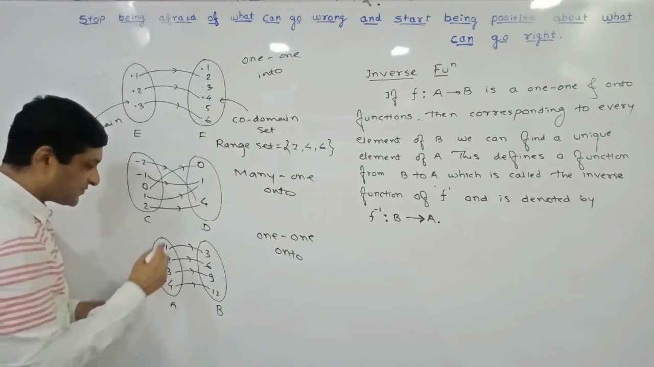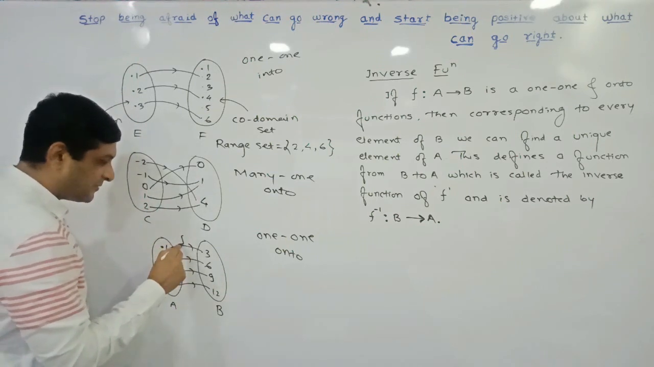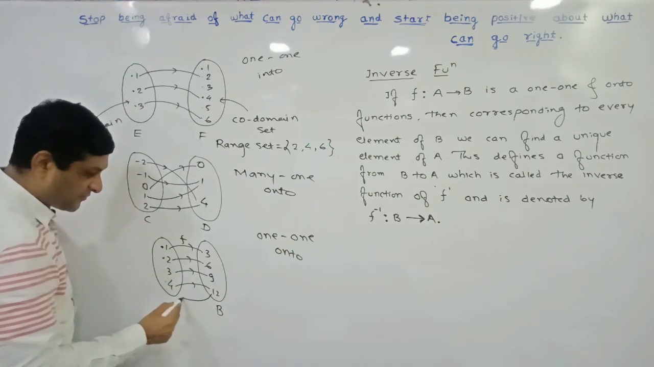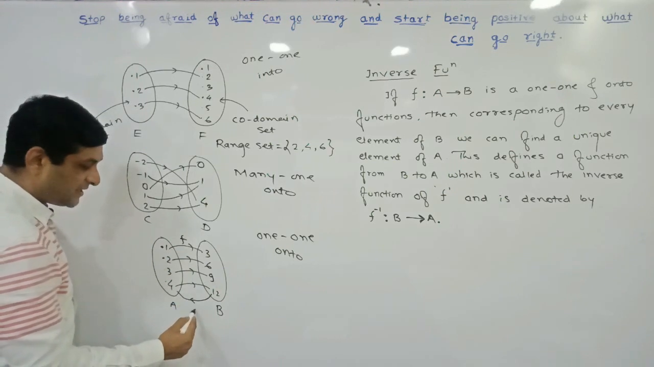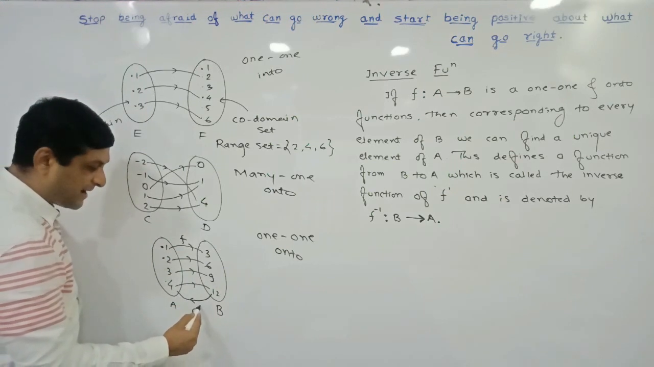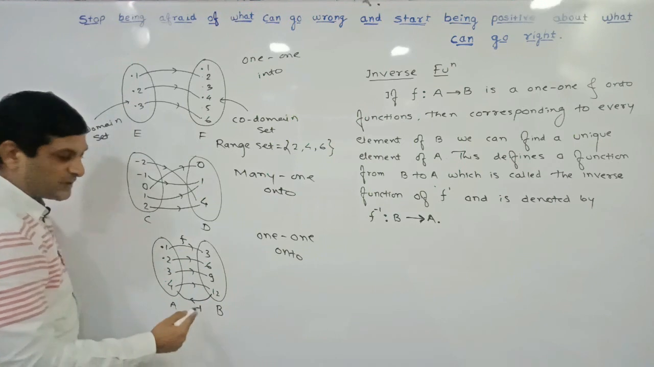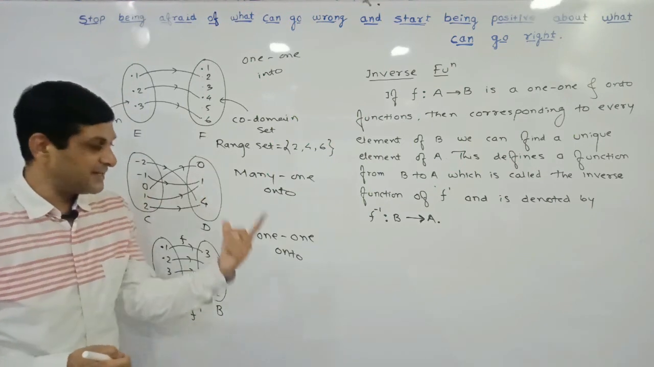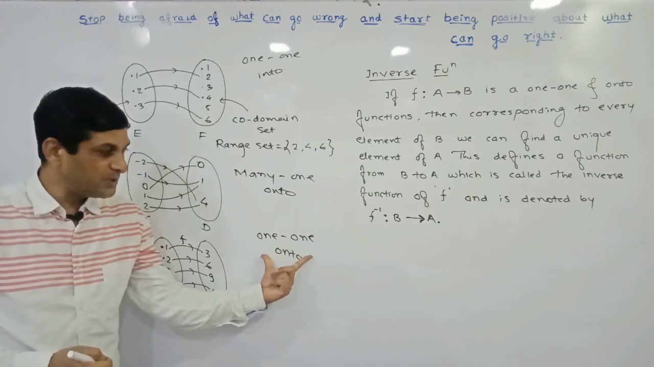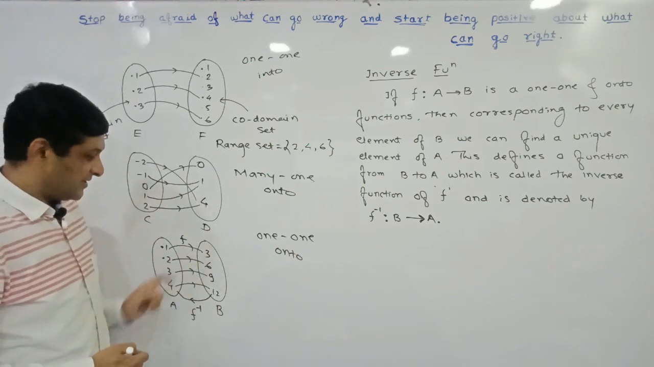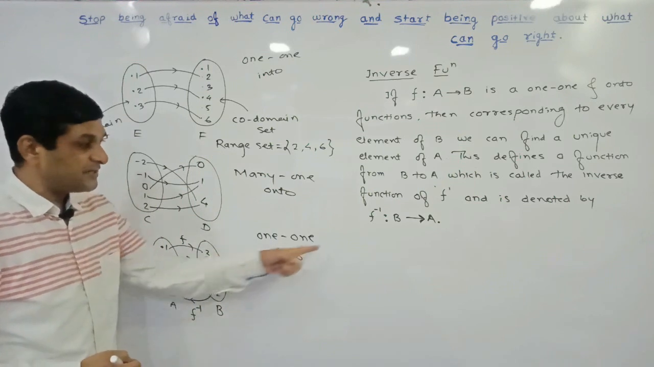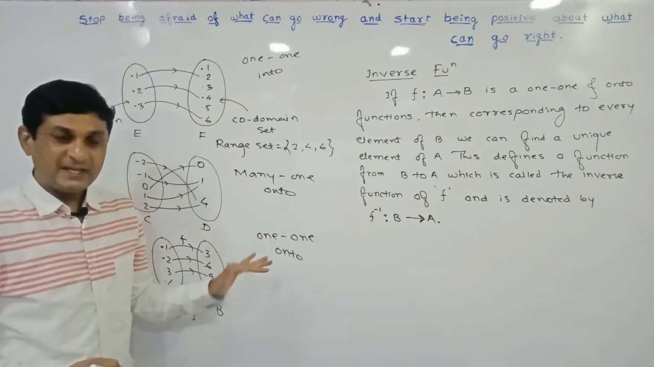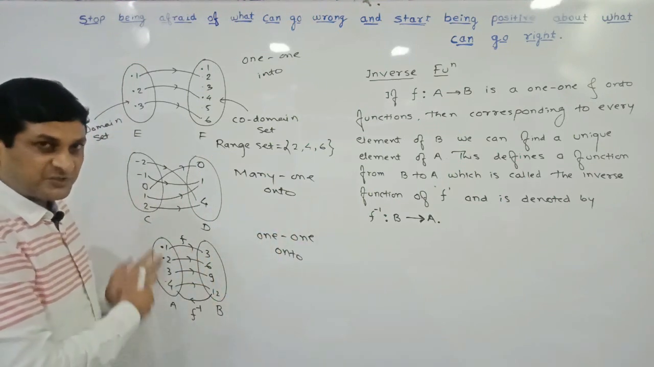If I am denoting this function from set A to set B by f, then the function from set B to set A, if it exists, is denoted by f raised to power minus 1, and it is called the inverse function. This means what we have observed here is that the inverse function exists only if the first function f from set A to set B is what? 1-1 and onto. In this case only the inverse function exists.